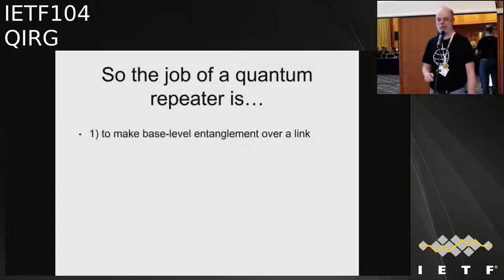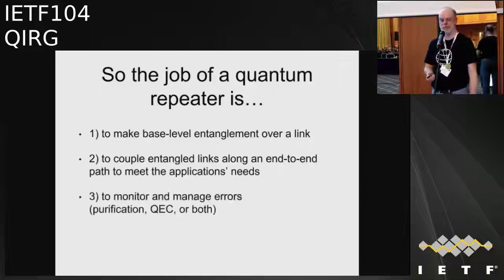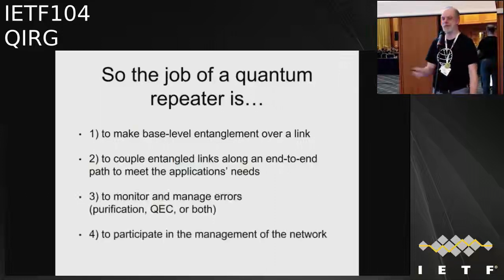What's the job of a quantum repeater? It's to make this base level entanglement over a link, which is what Tracy just talked about. The ability to couple entangled links along an end-to-end path to meet the application's needs, to monitor and manage the errors, and to participate in the management of the network as a whole.